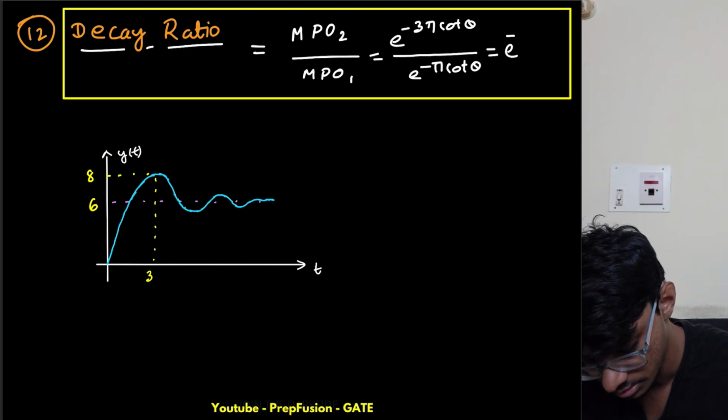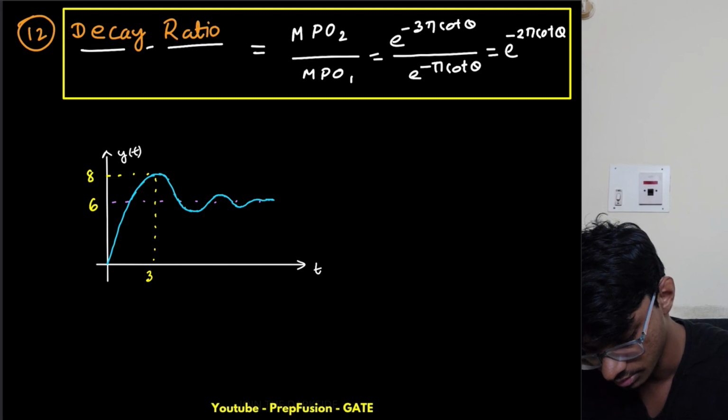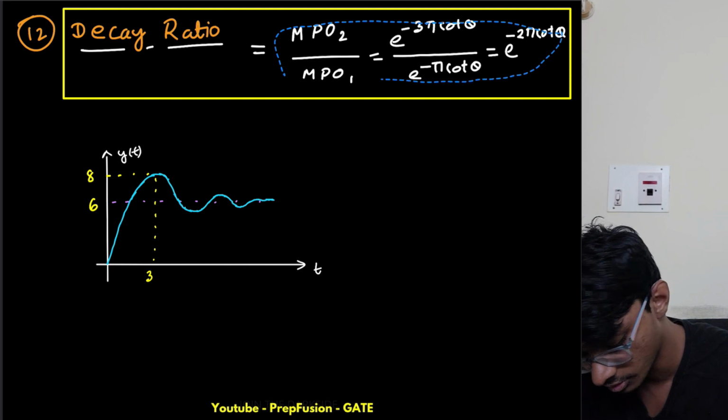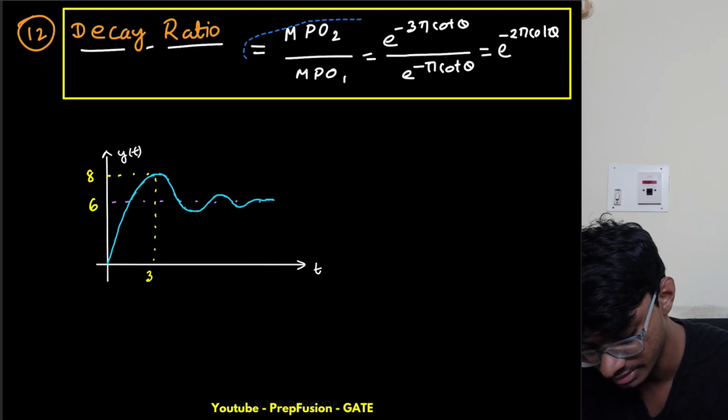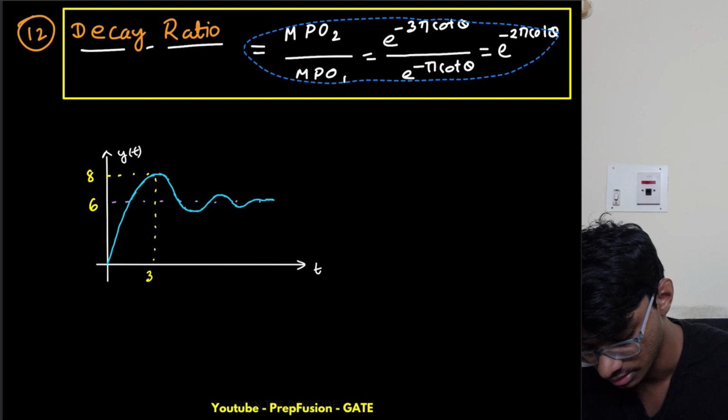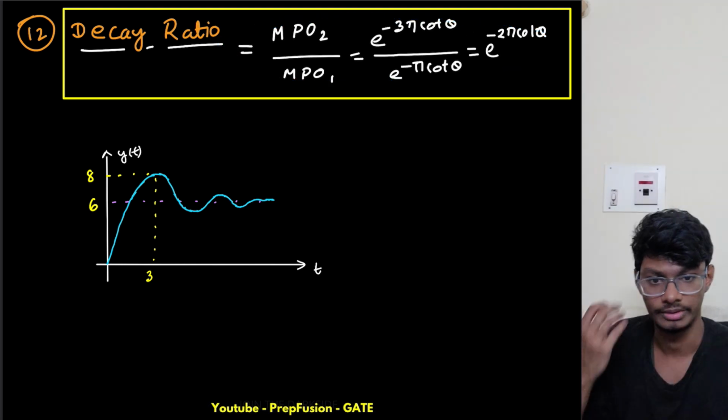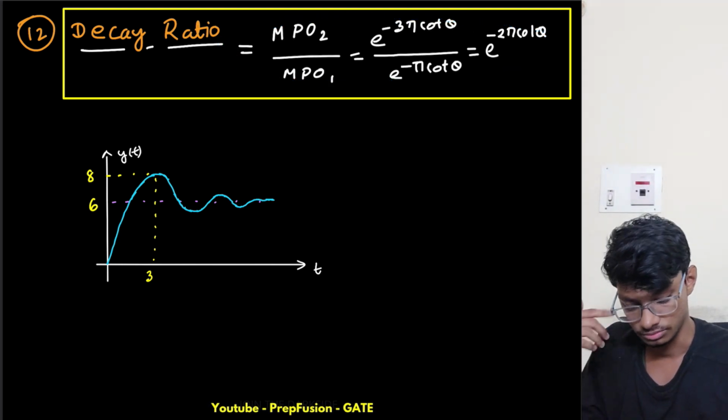e raised to power minus 2 pi cot theta. This is a standard formula. You can remember this, or you can derive it; deriving it will take only 1 second. So it will be e raised to power minus 2 pi cot theta. Okay, so directly put that.